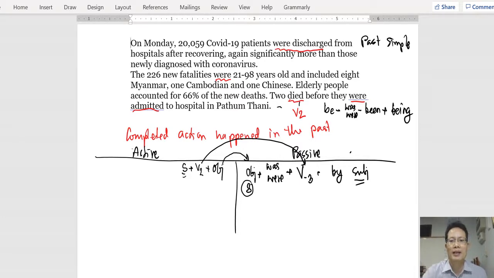To die is past simple tense, already died, and visit Lucifer or visit the heaven, nobody knows. Die before they are admitted, die before the doctors admit them. Oh, poor indeed. Elderly people accounted for 66% of the new deaths. Elderly is an adjective, people. And to die before, just taking the patients to the hospital, but the doctor not yet admitted, received them to the hospital, they die.